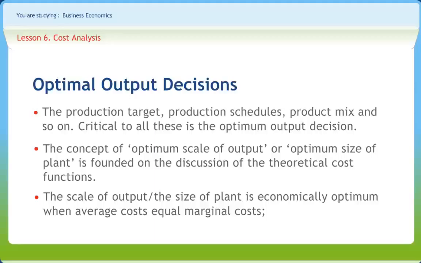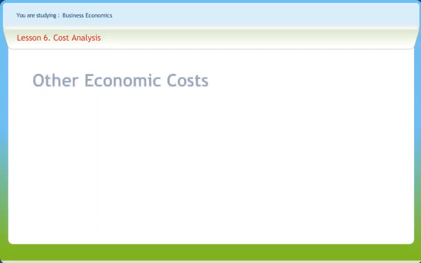This definition holds true for both short run and long run. Since there are no fixed costs in the long run, at the point of optimum, the average variable costs are equal to marginal costs. Other economic costs include production costs and selling costs, between which the production cost includes the cost of inputs. After production, there are distribution and selling costs. Example, inventory carrying costs, cost of transport, and cost of sales.